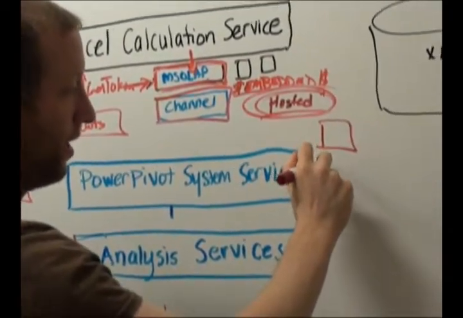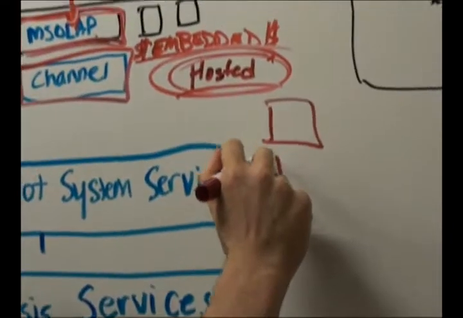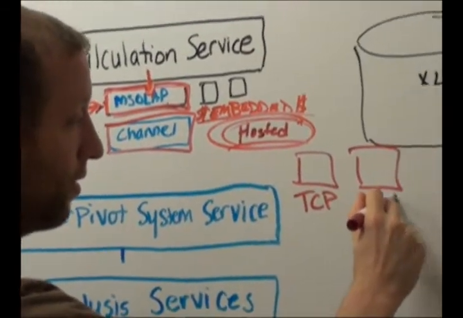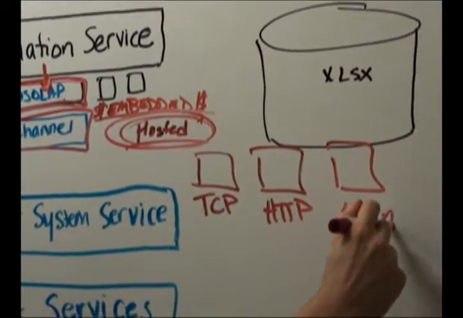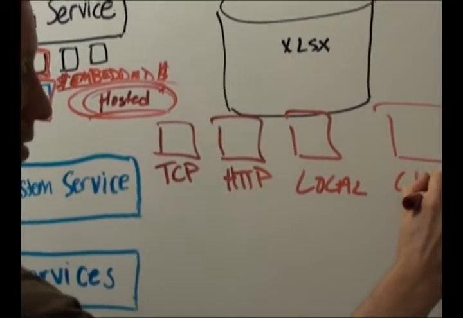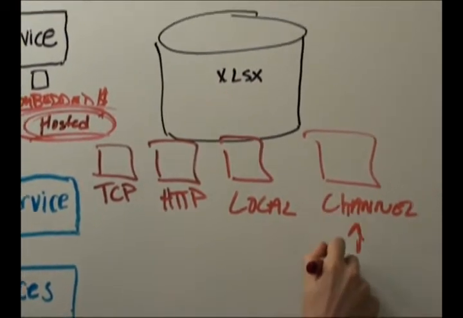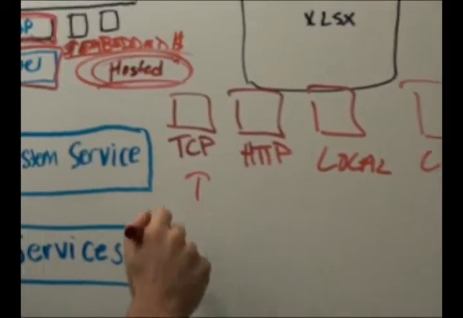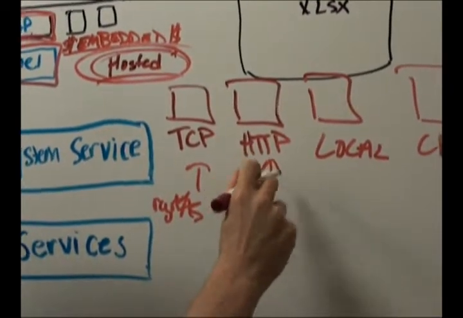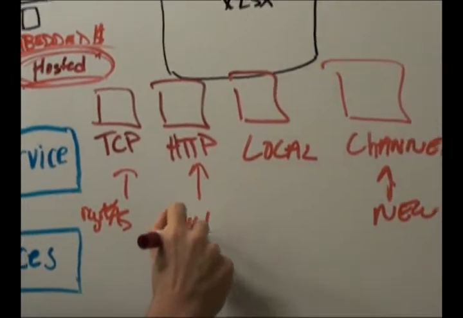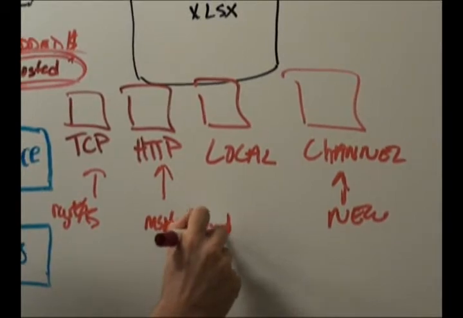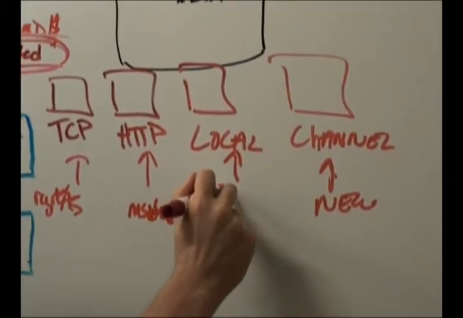MSOLAP at its lowest level has 4 transports. We have a TCP, we have an HTTP, we have a local, and we have what we call a channel. This is new. So this is, connect to AS, just regular connect. This classically is MSMD pump. MSMD pump. This classically was used for cub files.